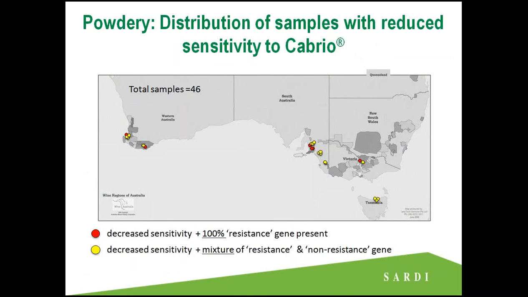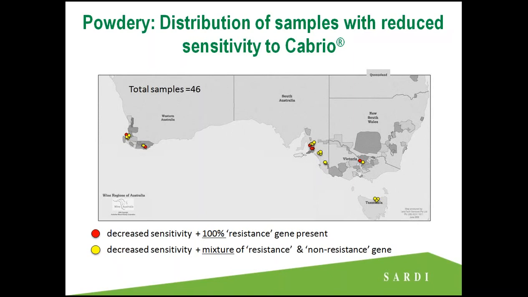Okay, so on to some broad results. I'm not going to go into lots of detail because we're still trying to understand what's going on. However, looking at powdery, which is what I'm working on, this is a map showing the distribution of samples with reduced sensitivity to Cabrio. Now I'm going to point out here, I'm not saying resistance. I think that's a big call to say, bang, you've got resistance. We are scientists and often can be a bit conservative and don't necessarily want to go out and say, yep, you've got resistance. I think there probably is some actual resistance there, but we are calling it reduced sensitivity at this stage.